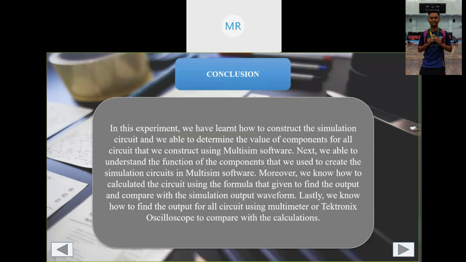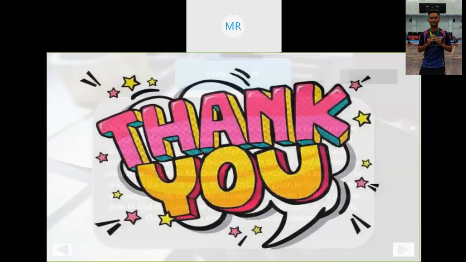Also, we know how to calculate the circuit using the formula given to find the output and compare with the simulation output waveform. Lastly, last but not least, we know how to find the output for our circuit using a multimeter or electronic oscilloscope to compare with the calculation.